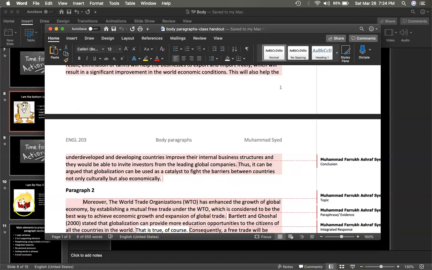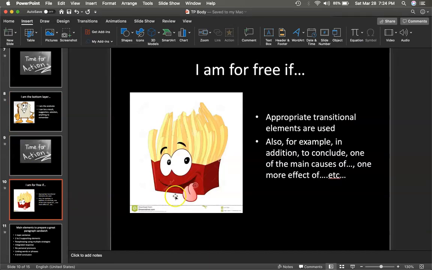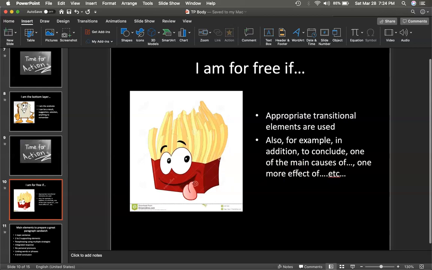All right, so now look at the student work carefully. The last part, appropriate transitional elements are used within the body paragraph. Don't just write sentence after sentence, make them connected. For example, in addition, to conclude, one of the main causes, one more effect. So just make sure they are connected.